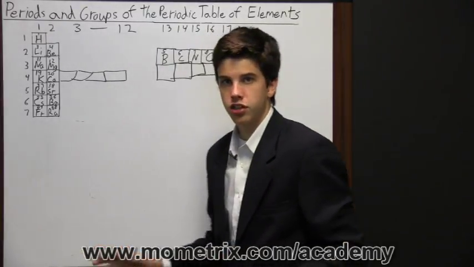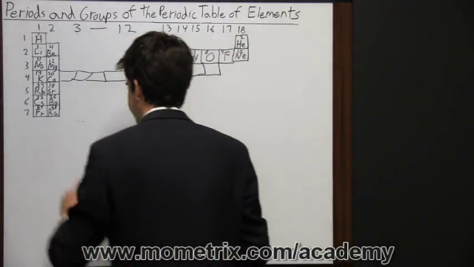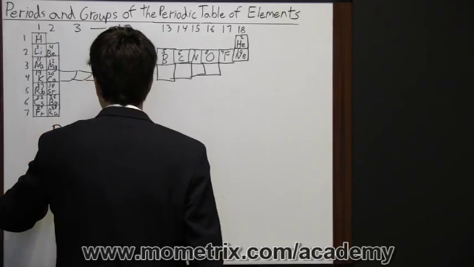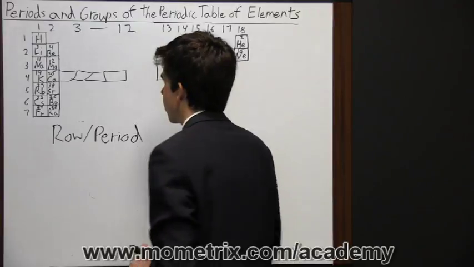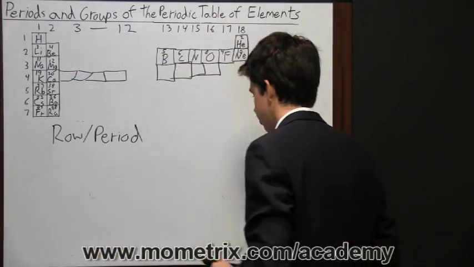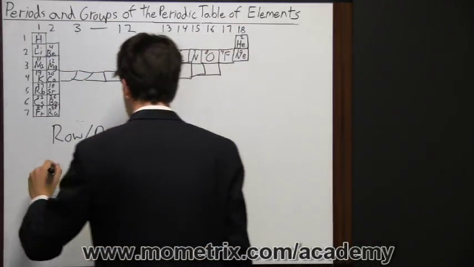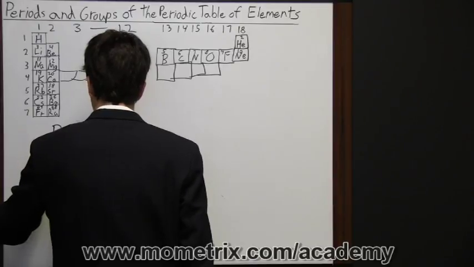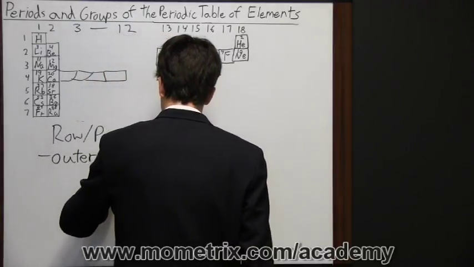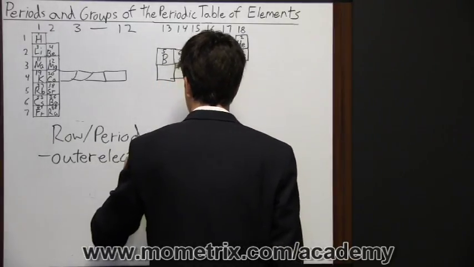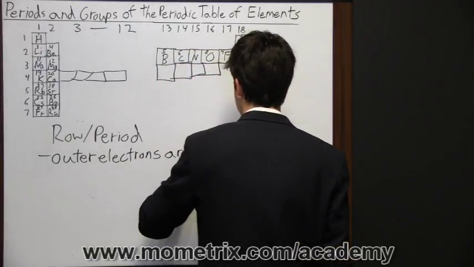Alright, so the first thing we're going to take a look at is the row, or we can also call that the period. That's boxes in a horizontal line. In a row or period, all of the elements' outer electrons are in the same energy level.